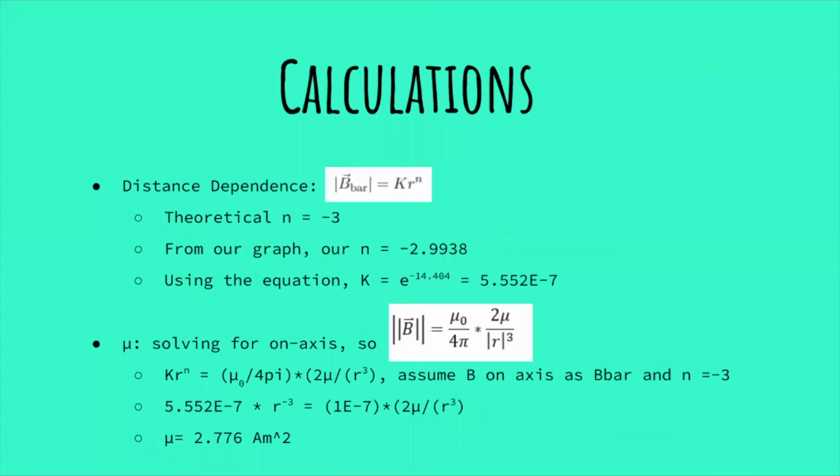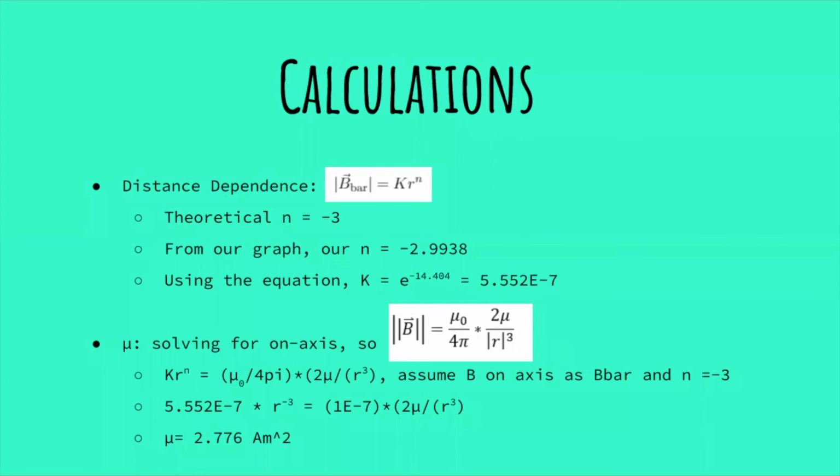So for our calculations to find the distance dependence formula, in the equation, the theoretical n would be -3. From our graph, it is actually our slope, which was -2.9938. So it's relatively close. Using the equation, we can get our k. We raise e to the -14.404, which was our y-intercept, and we end up getting 5.552 times 10 to the -7, which would be our k.